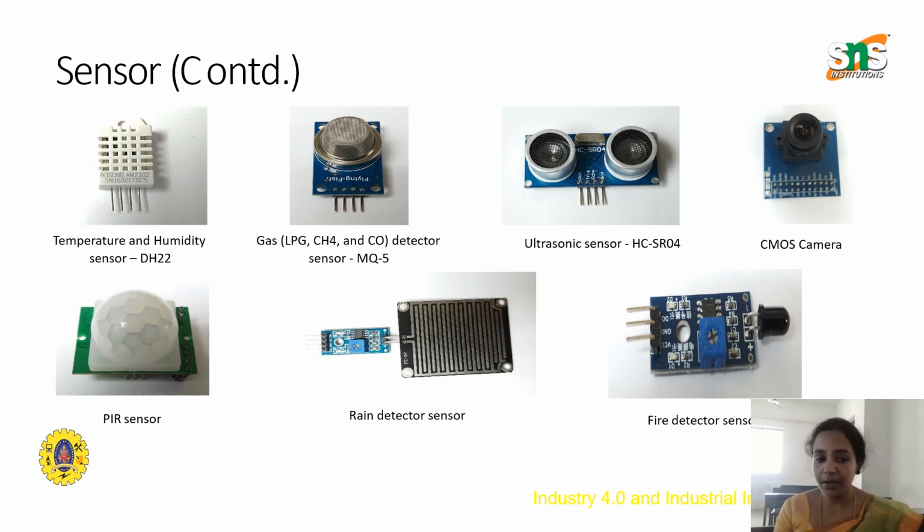CMOS camera. Cameras also come under sensors only. PIR sensor is a passive infrared sensor. As I told already, it is nothing but the human detection sensor. Rain detector sensor. And fire detection sensor. Fire detection sensor is nothing but the thermistor.